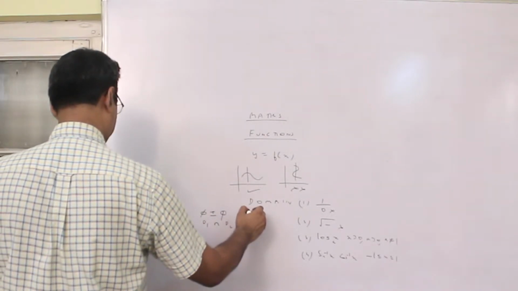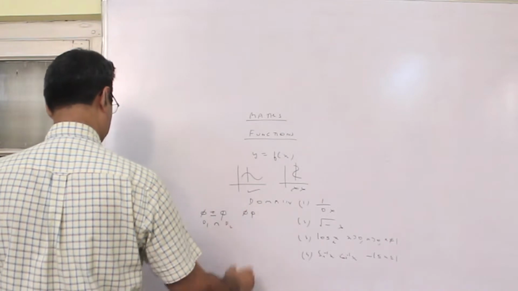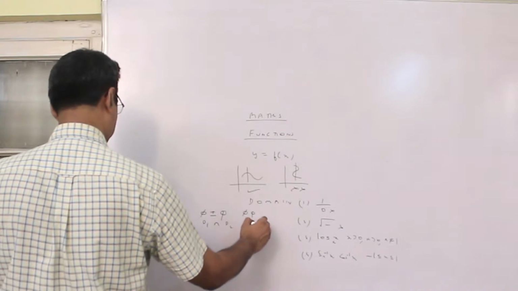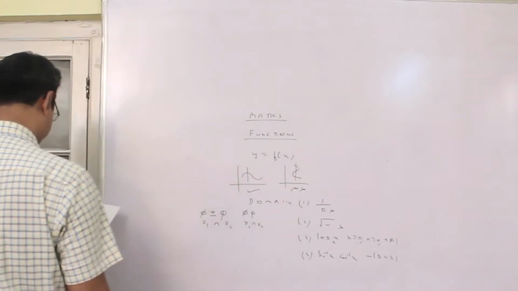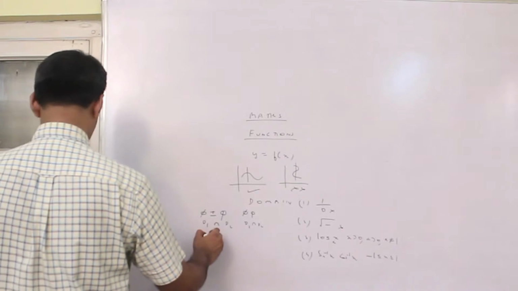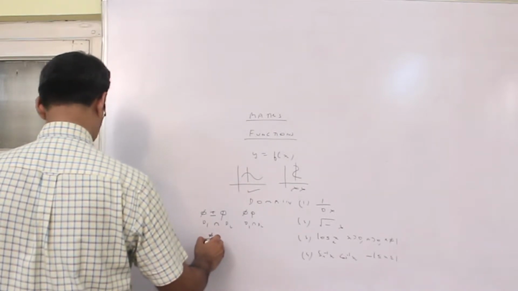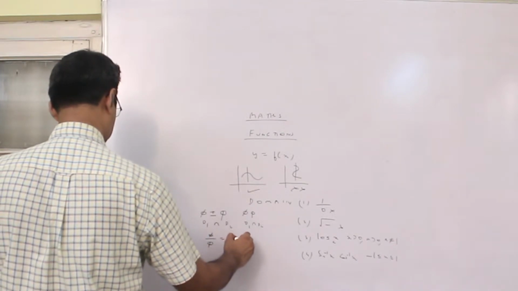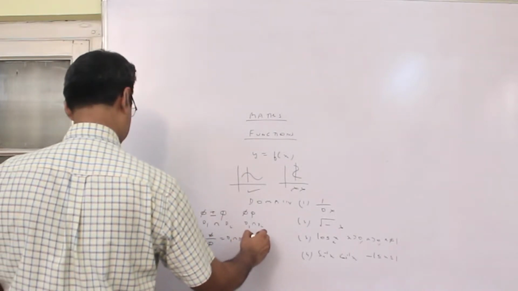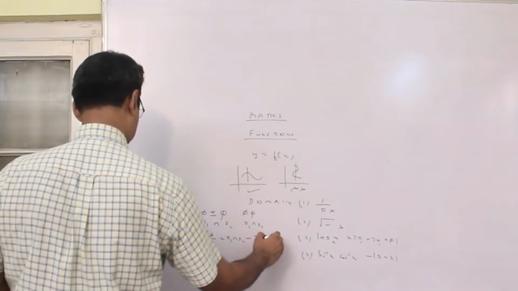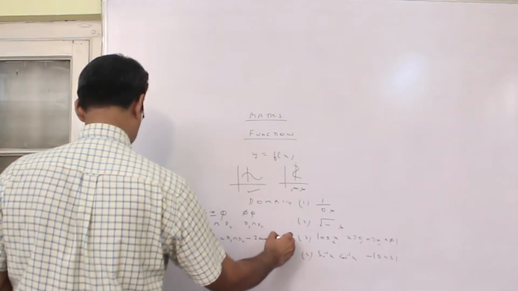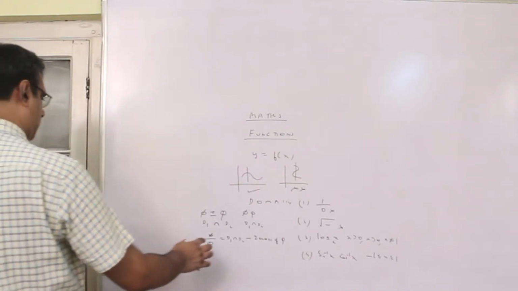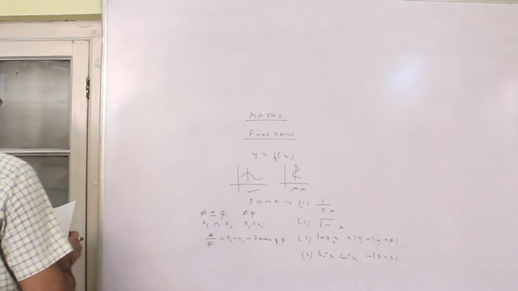Similarly, the domain of the product will also be d1 intersection d2, and the domain of the quotient will be d1 intersection d2 minus the zeros of the denominator function.